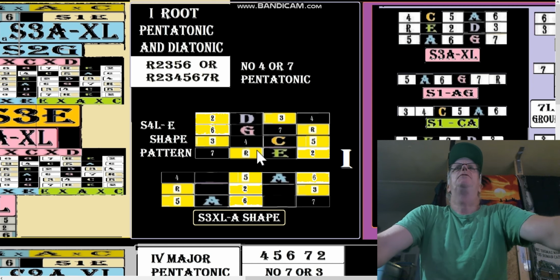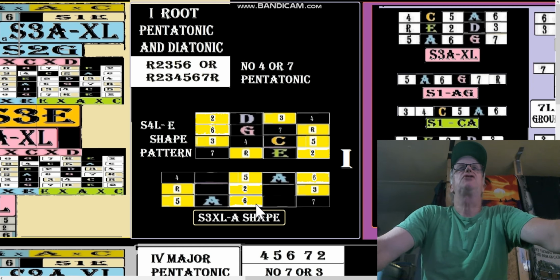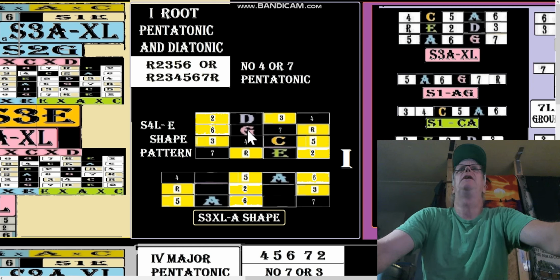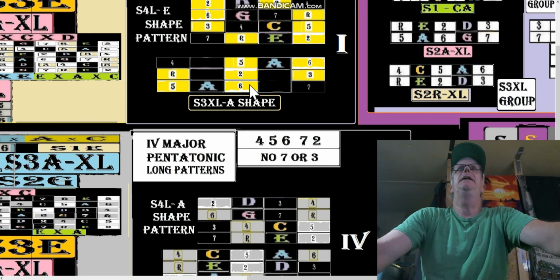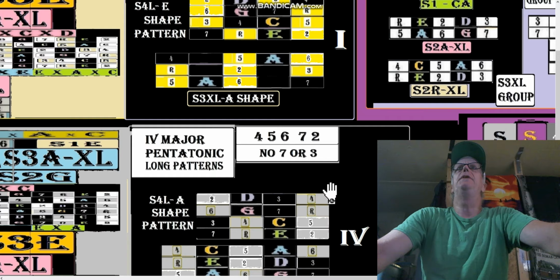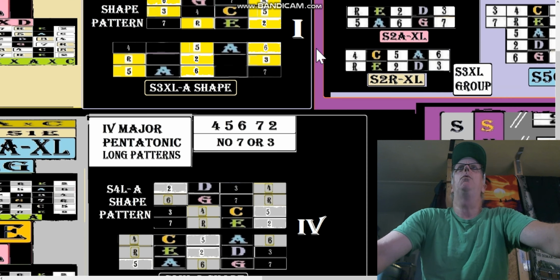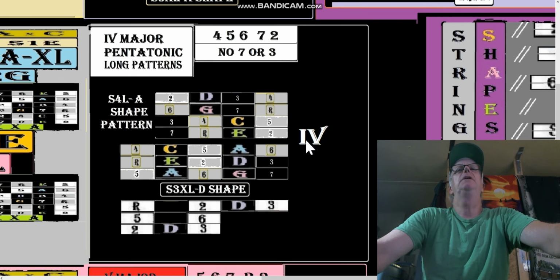So before we go on to the 4th and the 5th shapes, just remember the root, pentatonic, and diatonic. We've got root 2, 3, 5, 6 for that pentatonic, right? Root 2, 3, 5, 6. Or the diatonic, root 2, 3, 4, 5, 6, 7, root. Now, if we're playing in that one mode, now when we go to the 4th of that one, so if we're in the key of C, the 4th is going to be the key of F. It's going to be a Lydian 4th.